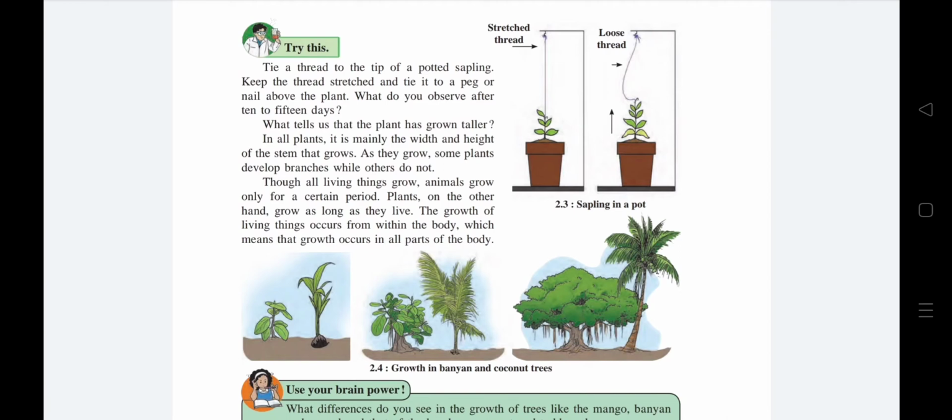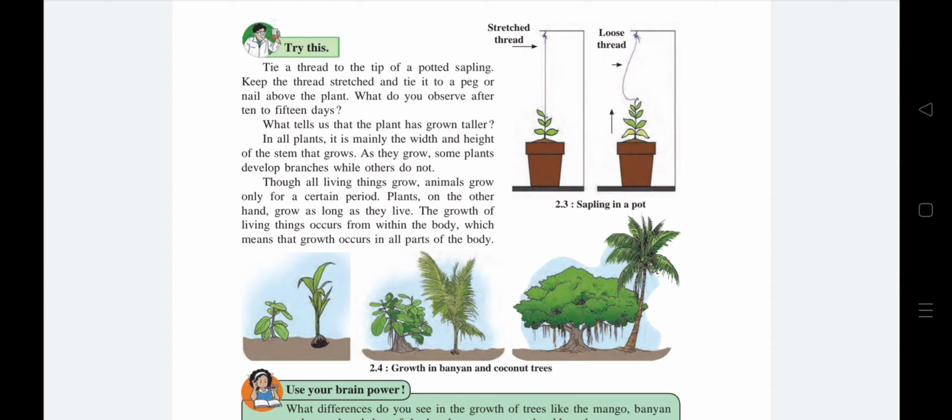Lifespan means life period. On your screen now, you can see two small pots having small plants. In the first one, you can see that a thread is tied to the tip of the small plant. When the plant grows, the thread becomes loose. Why? Because the plant is showing growth.